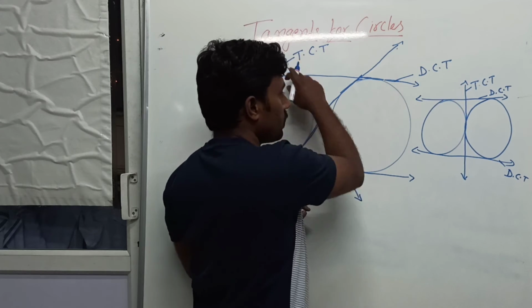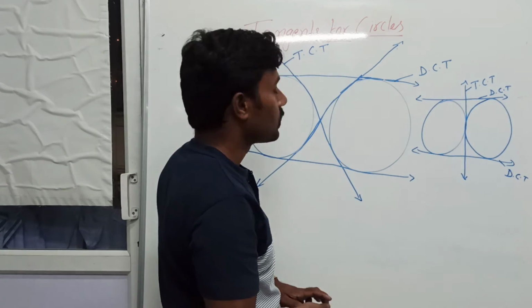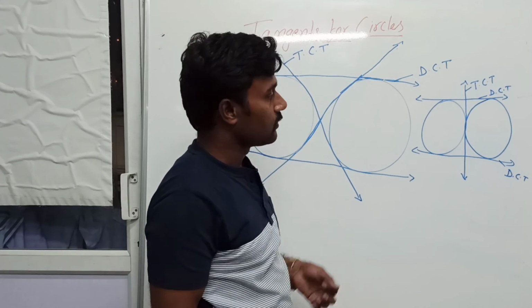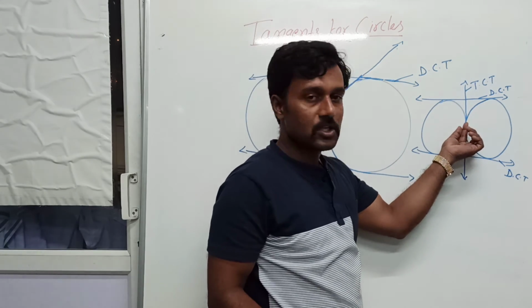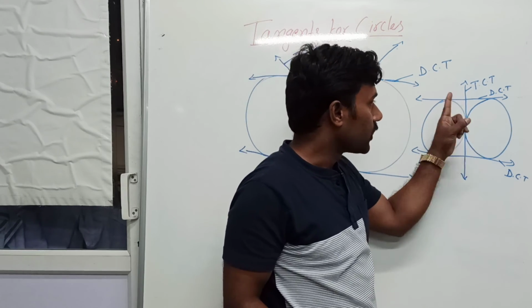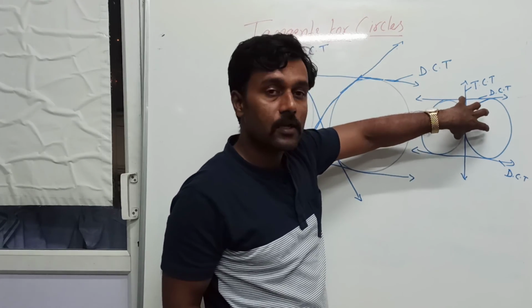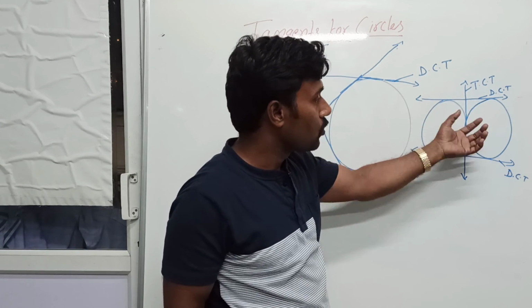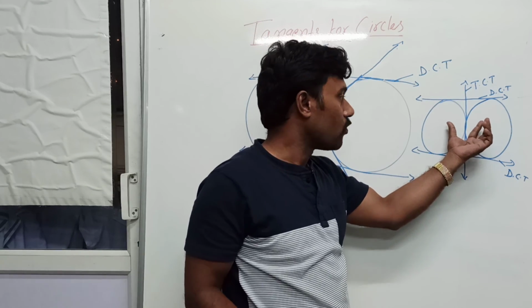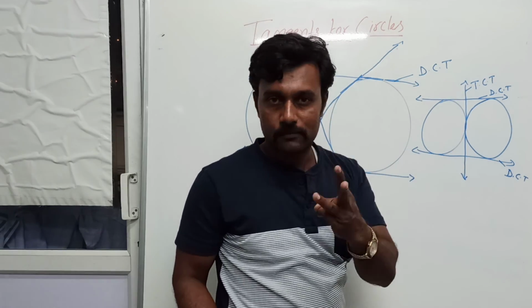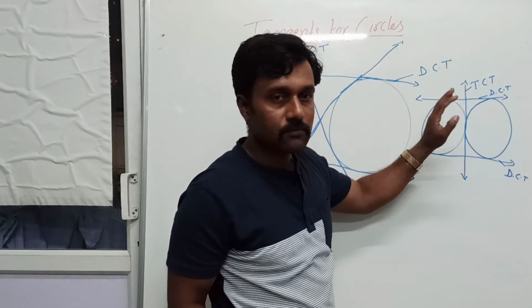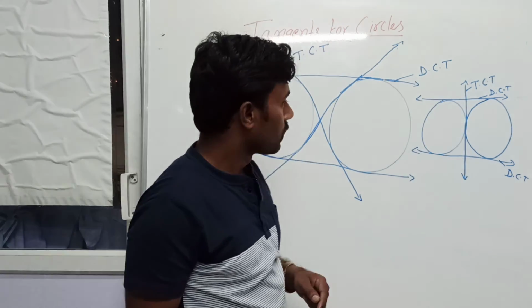So we draw two transverse common tangents when the circles are disjoint. If the circles are touching each other at one point, then we can draw only one transverse common tangent. Therefore, the number of common tangents that can be drawn to two circles which are touching at one point is 3. There are 3 tangents we can draw. Have a look.